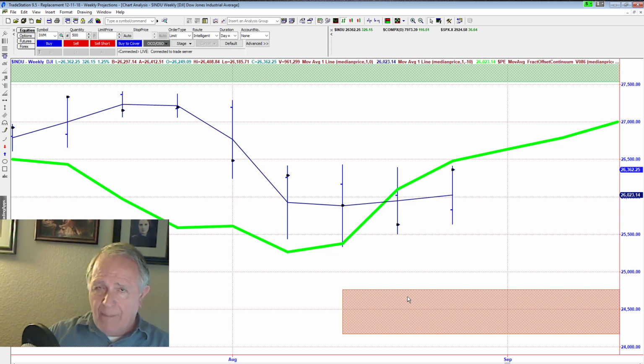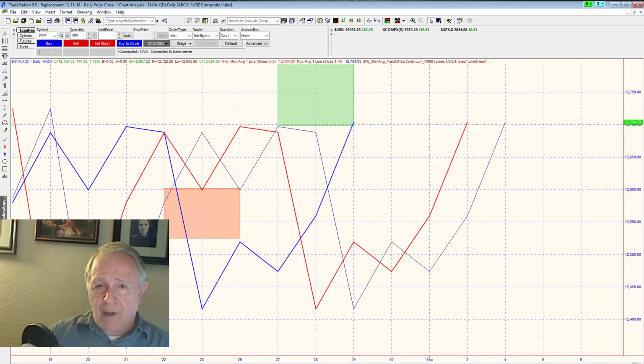So knowing that much, the next thing we might want to use the cycle projections for is, okay, what kind of rally can we have? What are we going to look for in terms of a rally? The first thing we can look at, I like to look at closing projection charts. Here is a closing projection chart for the New York Composite Index.